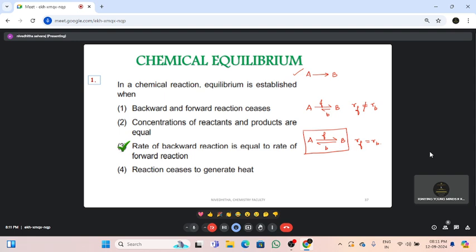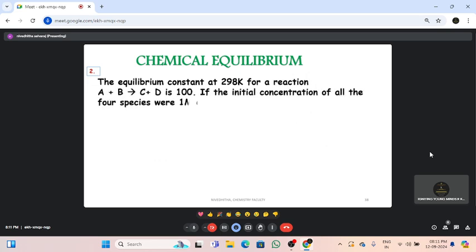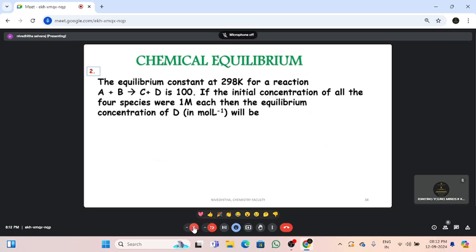Okay. Second question. The equilibrium constant at 298 Kelvin for a reaction A plus B gives C plus D is 100. We are provided with a chemical reaction whose equilibrium constant is 100. If the initial concentration of all the four species were 1 molar each, then the equilibrium concentration of D will be dash.